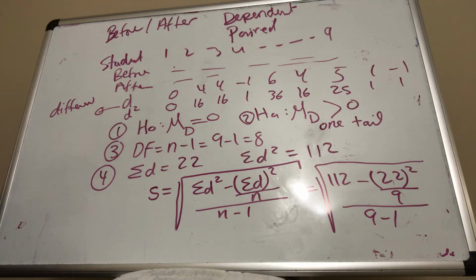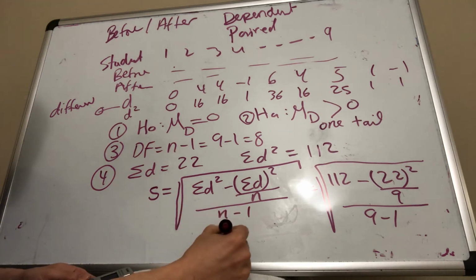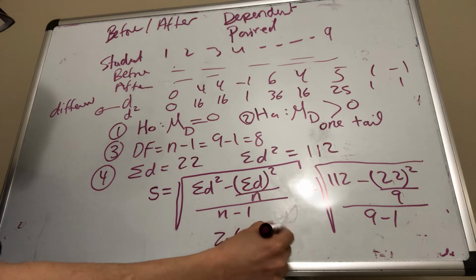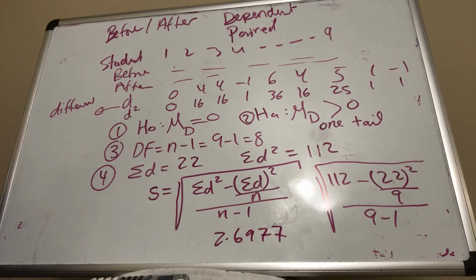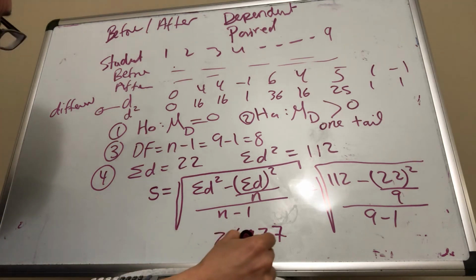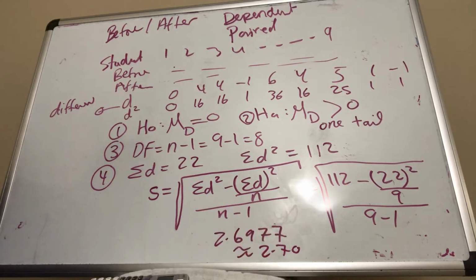So I do the calculation for this question. The answer is 2.6977. And if you round it up to 2 decimal places, it would be 2.70.